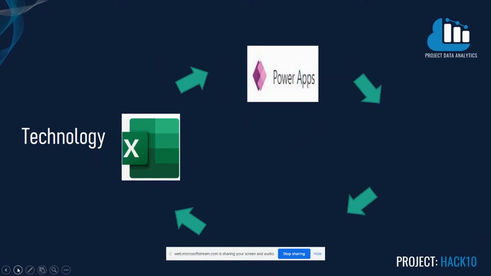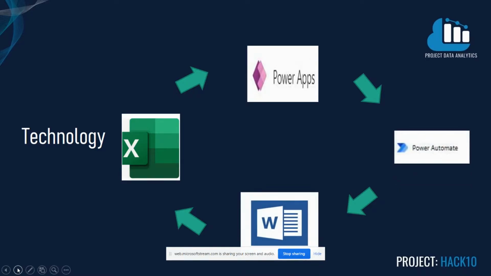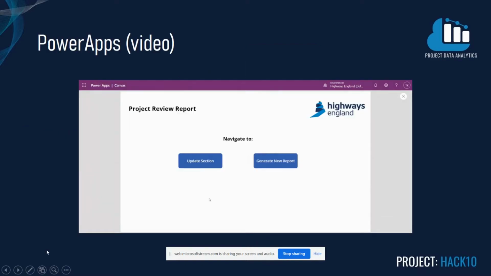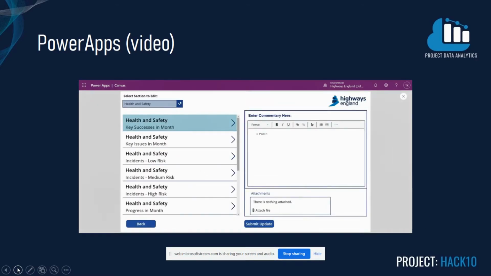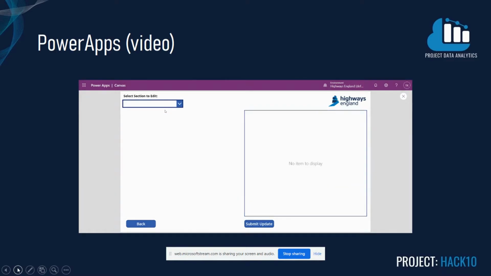The technology that we utilised for this challenge included Microsoft Excel, which was used as a repository for our data, and we used this alongside Power Apps and Power Automate in order to populate our project report. We created an easy-to-use app for workstream leads to update their relevant sections of the project review report. So at every reporting cycle, the user can simply access the app and update their section where they have the opportunity to filter by their relevant section of the report.